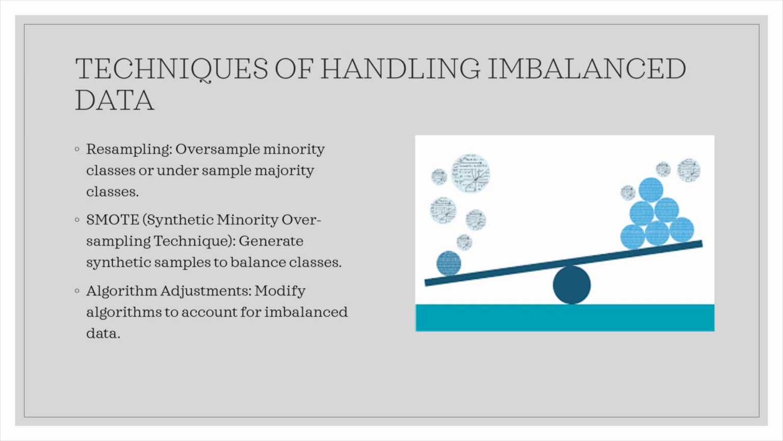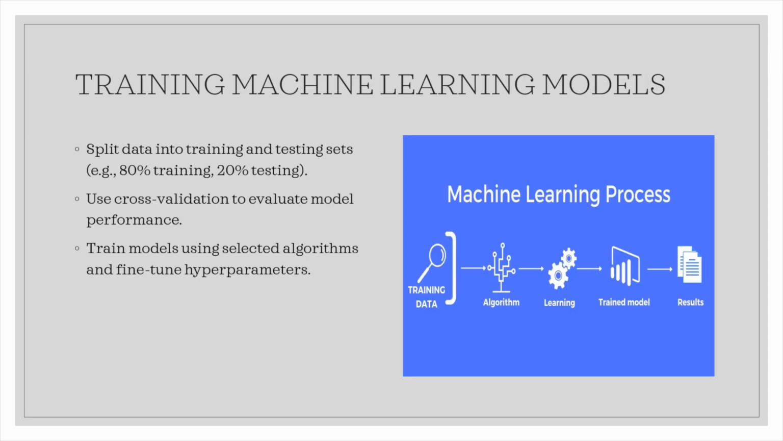Hi, as my friend has explained about techniques of handling imbalanced data, I'm going to explain how we have trained our machine learning models. So, to ensure that our machine learning model generalizes well to unseen data, we begin by splitting our dataset into two distinct sets, the training set and the testing set.